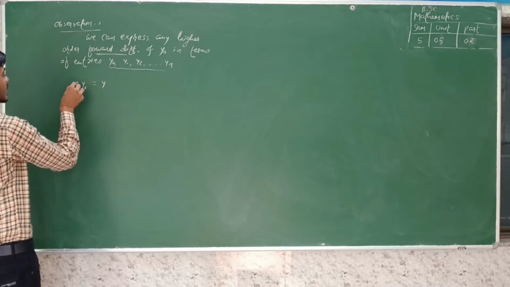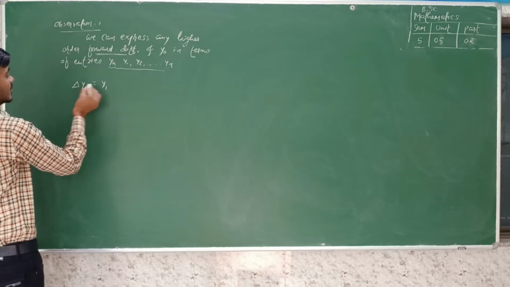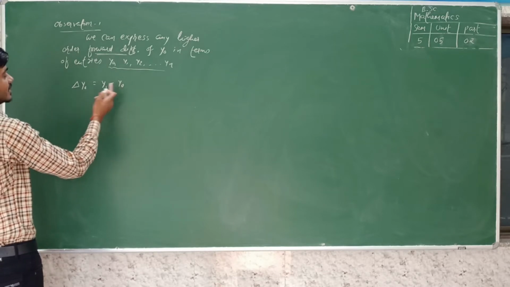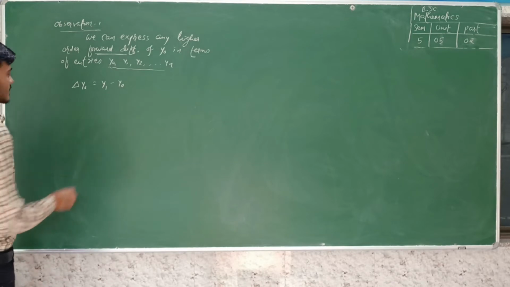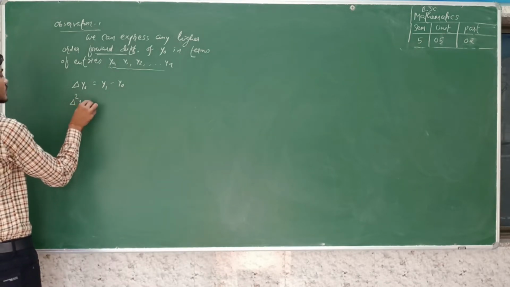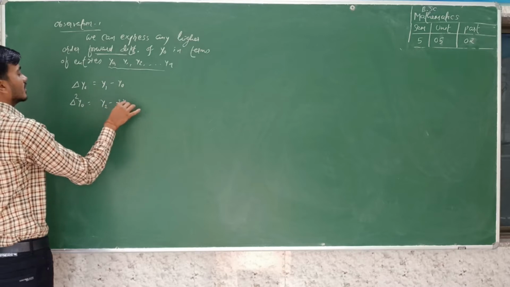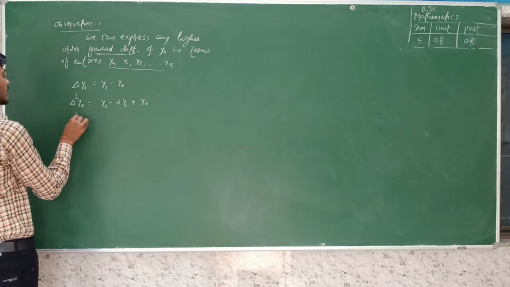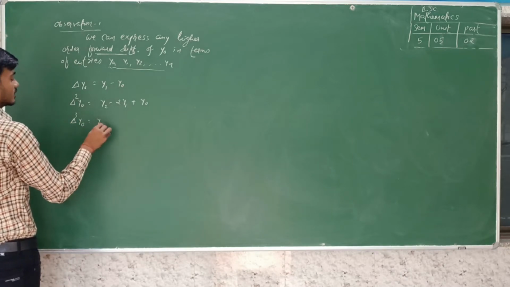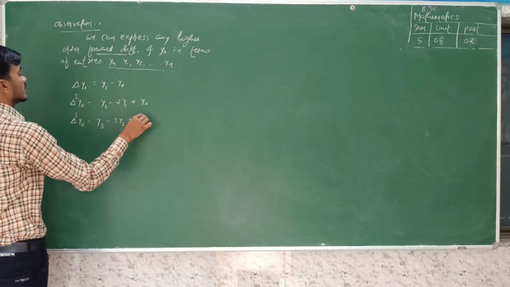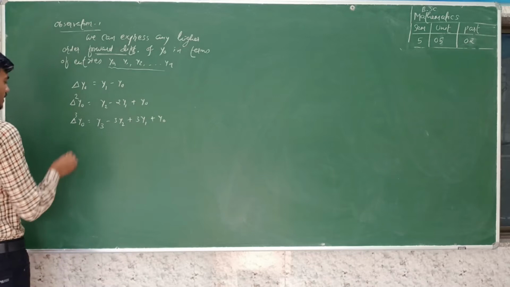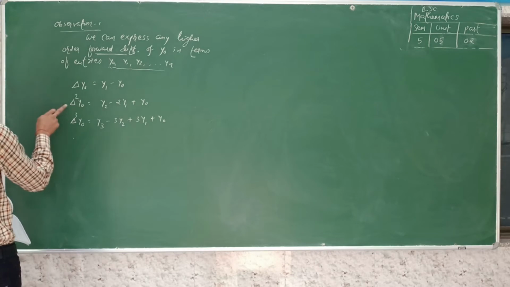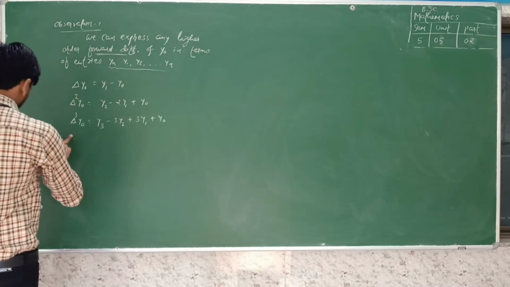So delta y0 is equal to y1 minus y0. So this forward difference can be represented in terms of y0 and y1. Same as delta square y0, that means y2 minus 2y1 plus y0. We saw this in the previous lecture. Also delta cube y0, that means y3 minus 3y2 plus 3y1 minus y0. So this is the first forward difference, here second forward difference, here third forward difference, and so on.